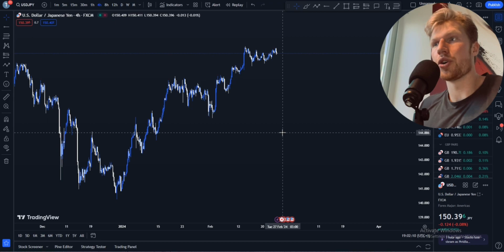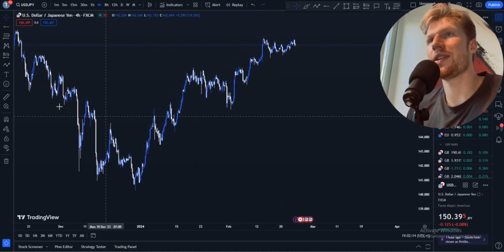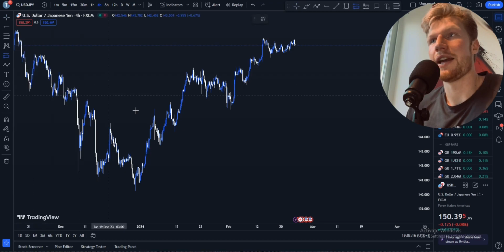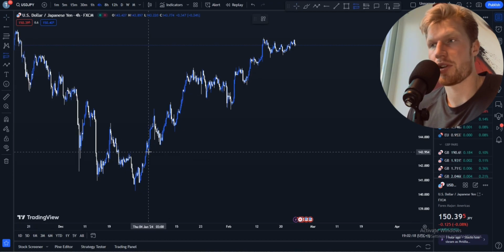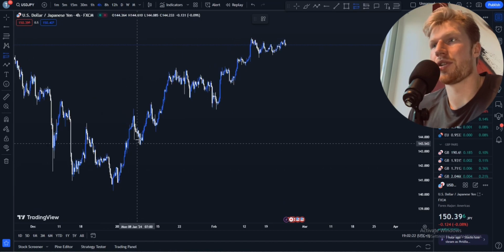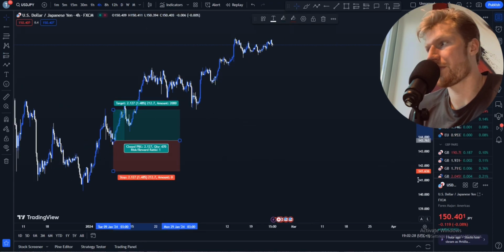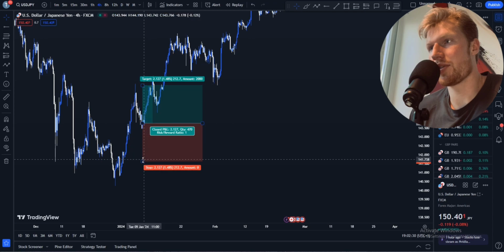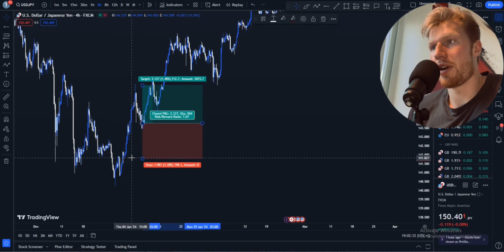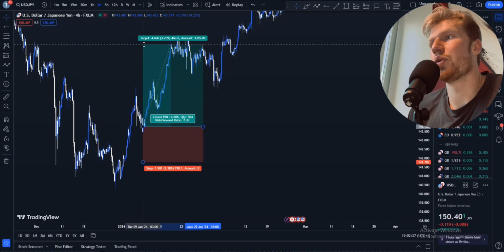Now, the first one is very, very simple. The first one is simply using a fixed RR, right? So let's say I have a very basic system and I'm entering on retracement. So we've got this move here, we retrace into this level, and let's just imagine I got in here, right? And I'm putting my stop loss at this low here. Just a completely random trade. These are made up trades. And I just target a fixed 1 to 2, right?